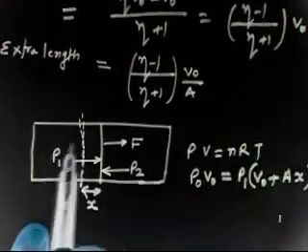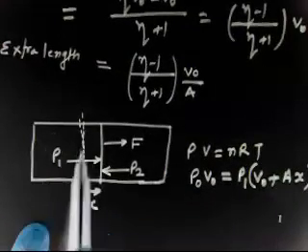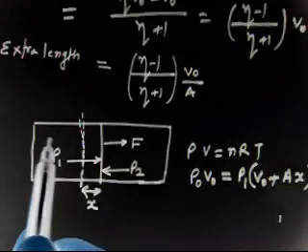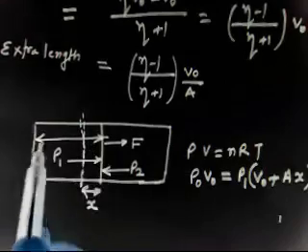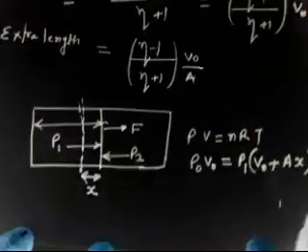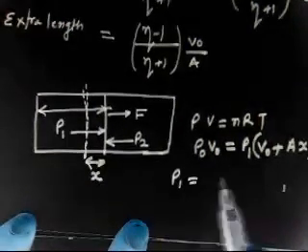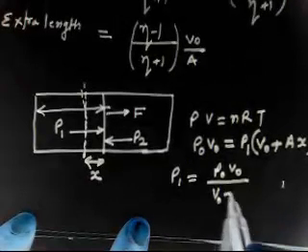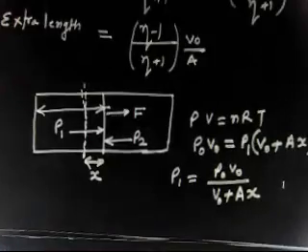You see, the initial volume is V0, now the area is A, it has gone this side, so V0 plus Ax is the final volume. So what is the volume of this? This is V0 plus Ax. So from here I can calculate P1. This will be P0V0 divided by V0 plus Ax.